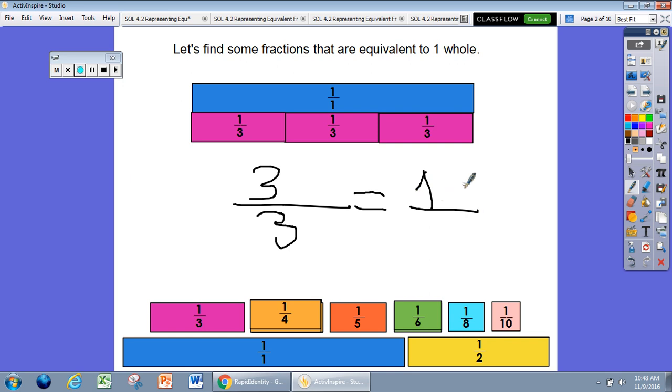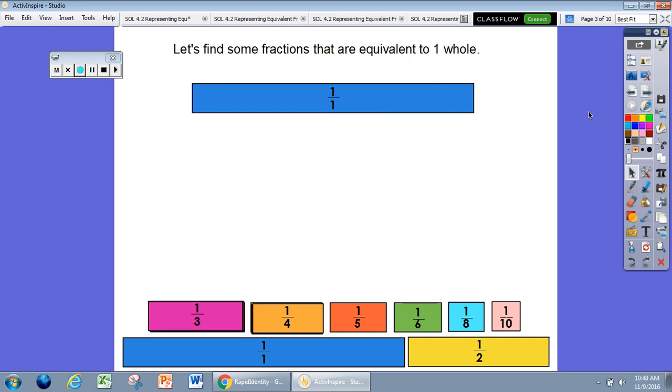Wow, does that always work? When the numerator is the same as the denominator, does that mean that those fractions are always equivalent to one whole? Let's try another one. I wonder how many fourths are equivalent to one whole. Use your fraction bars to build it in front of you. You're right. 4/4 is equivalent to one whole.